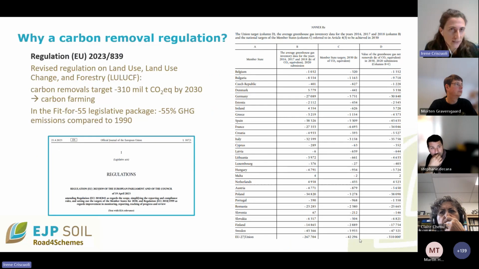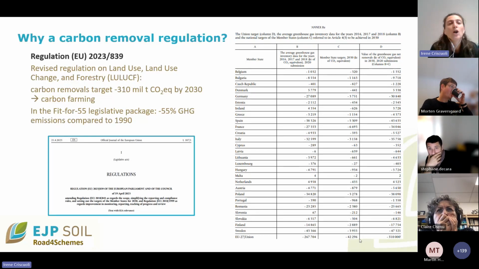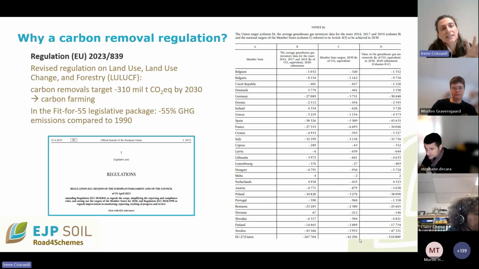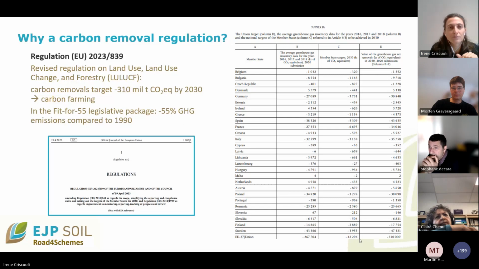First of all, why do we need a carbon removal regulation? As Martin said, we now have compulsory carbon removal targets at the European level of 310 million tons of CO2 equivalent that can be achieved in the agricultural and forestry sector through carbon farming activities. And this target has been split into member states' targets.